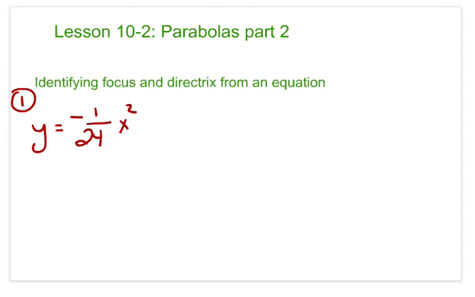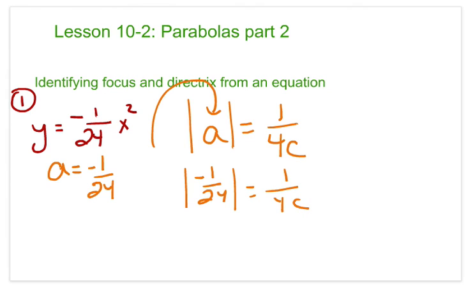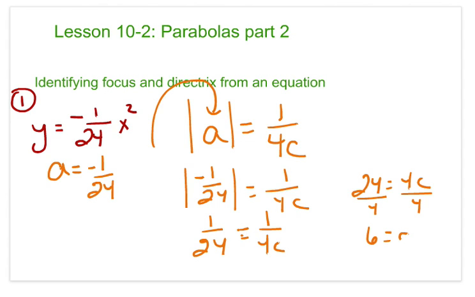Okay, and in order to find that, you have to think back and remember that we also learned that the absolute value of A equals 1 over 4c. We know A in this situation is negative 1 over 24. So just substitute it in for A. So you have negative 1 over 24 inside the absolute value equals 1 over 4c. Take the absolute value of the left. So you have 1 over 24 equals 1 over 4c. If you notice, your numerators are the same, so your denominators must be set equal to each other. So you should say that 24 equals 4c. You divide by 4, so you end up with 6 equals c.